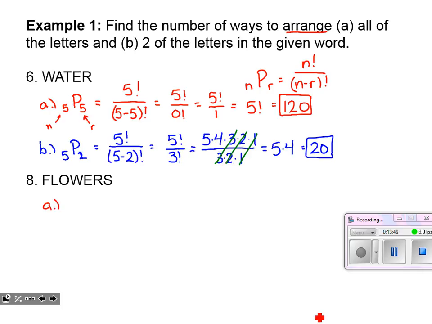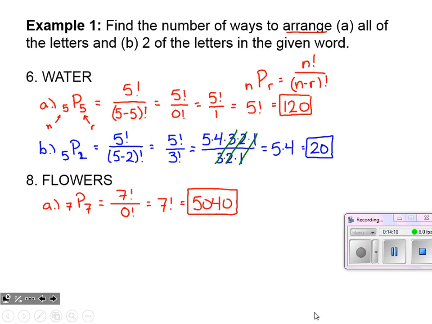Flowers, I've got 7 letters. How many ways can I arrange all 7? Well, that's 7 factorial over, I'm going to have 7 minus 7, that's 0 factorial in the denominator. So that is just 7 factorial, and we could use a calculator or multiply it all out. What we get is 5,040. But again, I would be writing this out, familiarizing myself with the factorial definition for a permutation.